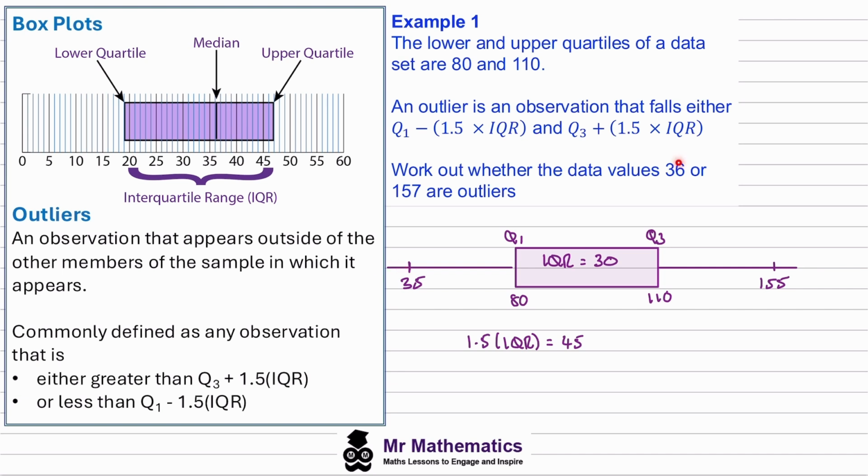And we can see that the value 36 would fall about here. So this would be included in our data set. It is not an outlier. But 157 would fall outside of the range. So this would be an outlier. So we identify this by writing an X at 157. This shows that there's an outlier at this point. Okay? Let's move on to example 2.